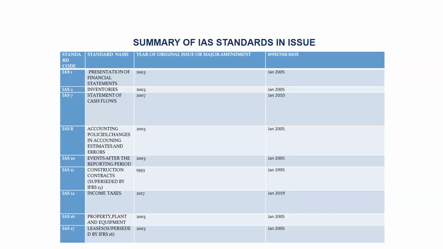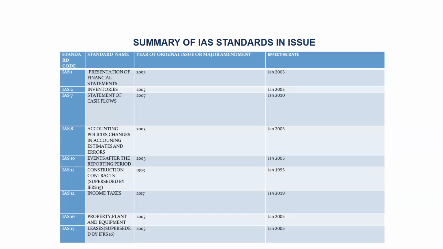IAS 10 deals with events after the reporting period, or we can call them post-balance sheet events. The standard was issued in 2003 with an effective date of January 2005. The standard talks about two types of post-balance sheet events or events after the reporting period: adjusting events and non-adjusting events. Adjusting events are those events that require that the financial statements be adjusted, as the name suggests.